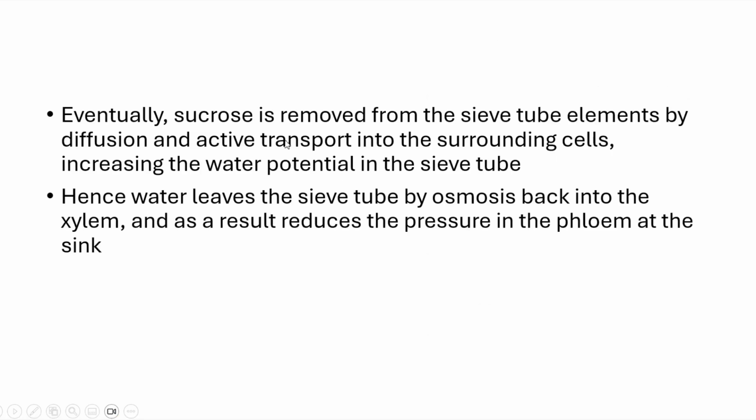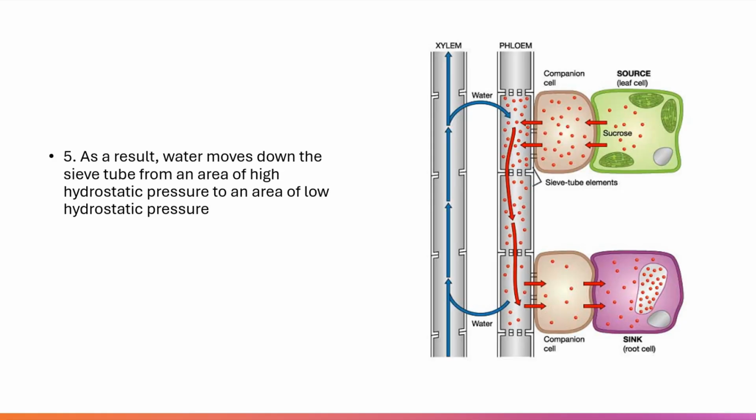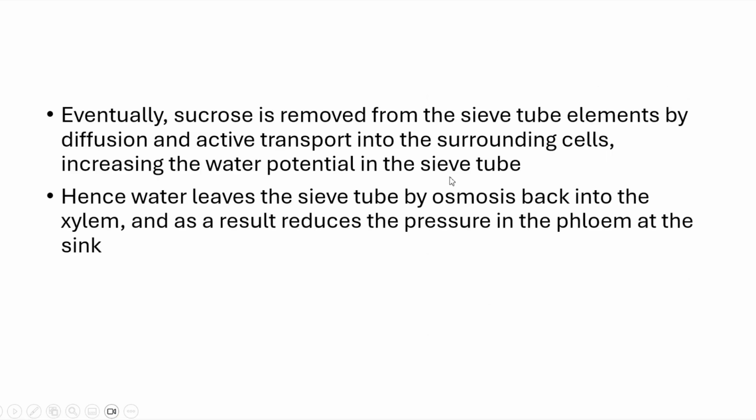Eventually, sucrose is removed from the sieve tube elements by diffusion and active transport into the surrounding cells, increasing the water potential in the sieve tube. Hence, water leaves the sieve tube by osmosis back into the xylem, and as a result reduces the pressure in the phloem at the sink. So the water moves down, and then moves back into the xylem since the pressure is decreased now, and the sucrose is moved into the sink cells, where it needed to be moved.